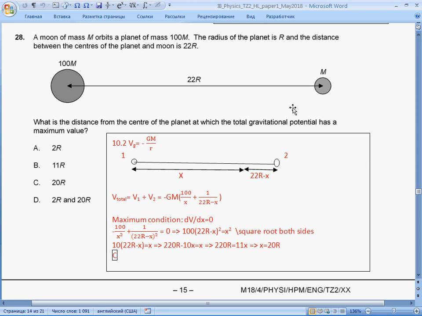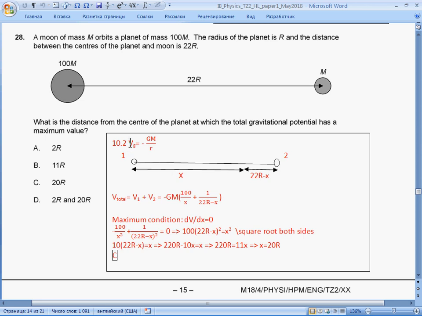So here we have two objects. What is the distance from the center of the planet at which the total gravitational potential has maximum value? So let's choose one point somewhere here. Call this distance x. Another distance will be 22 r minus x.